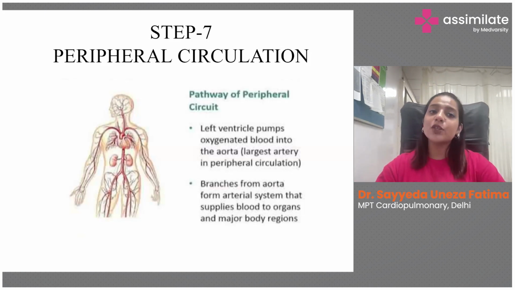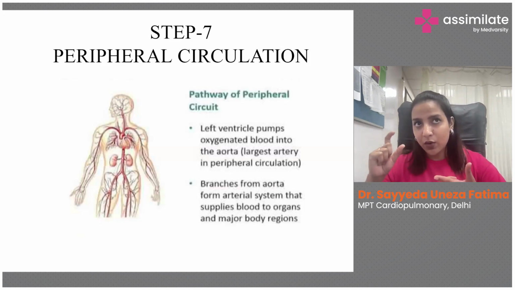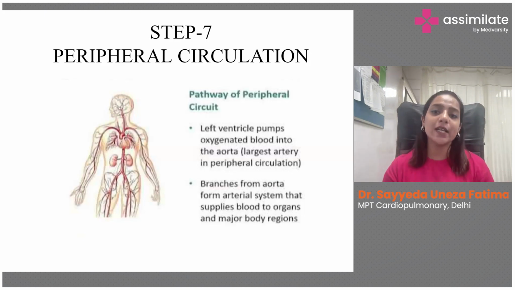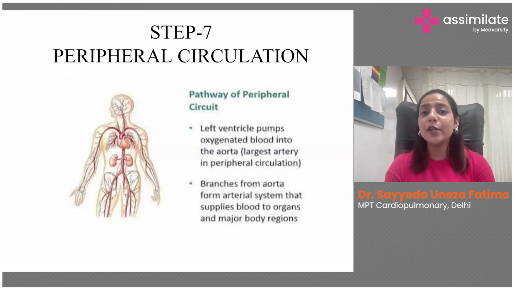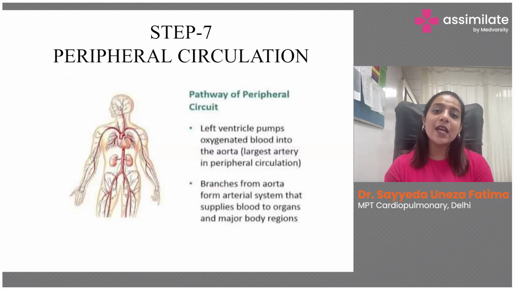All right, so for that you need to correct the primary cause of the peripheral circulation problem, like if there is any thrombus or stenosis of the peripheral veins or arteries, then you need to correct that in order to correct the hypoxia. Now next comes step 8 of your oxygen transport pathway.